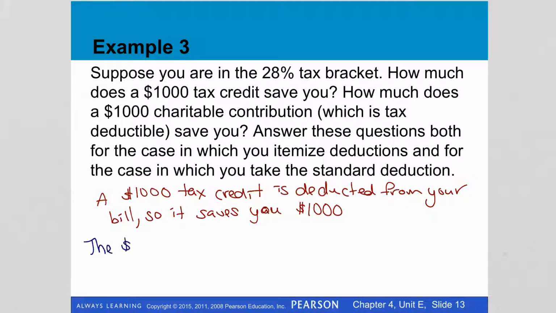The $1,000 deduction saves you 28% of that $1,000, or $280, because it just comes off your taxable income. So you can see where a credit is better than a deduction.